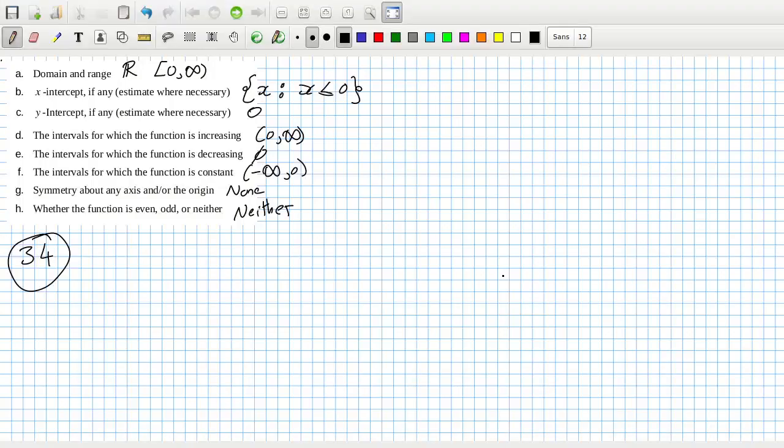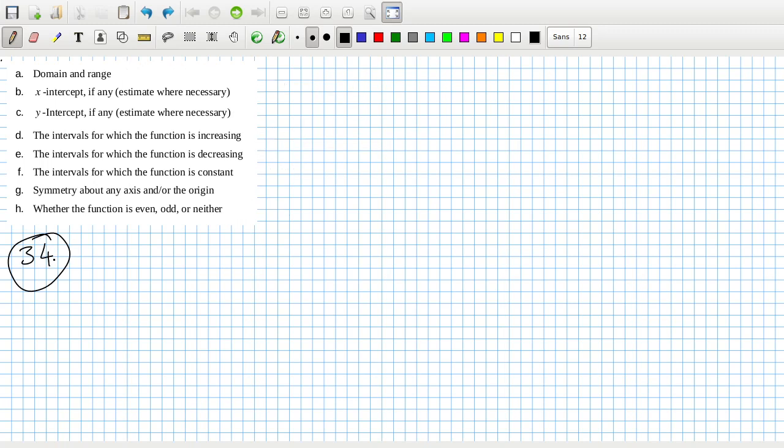Okay, and then 35. Oh, I'm still thinking about that union. It's "and" in probability. And I need to stop thinking about it.